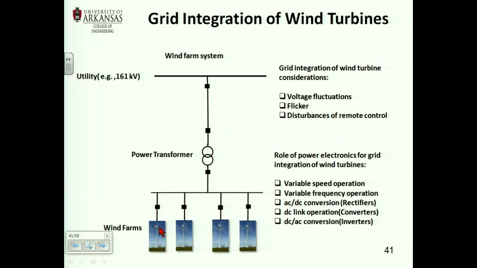Now, if these are induction generators, not the doubly fed, just the typical, what do they need to operate? They need reactive power. And so where is the reactive power coming from? It's coming from here. So the reactive power has to travel here. That's the reason why in this wind farm, normally they have some switched shunt capacitors here, to provide that leading reactive power that the induction generator requires.